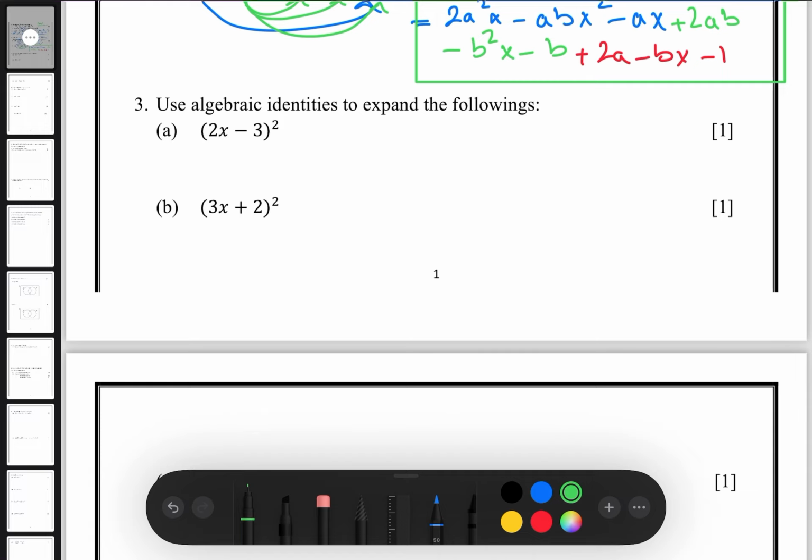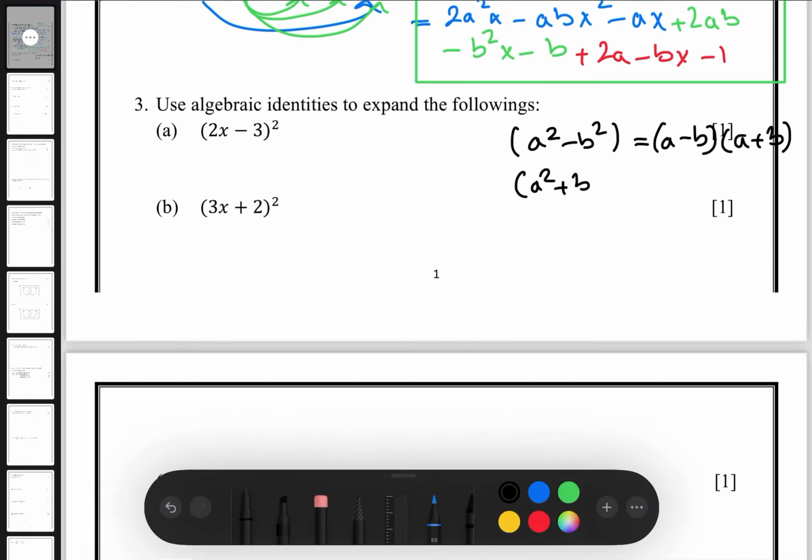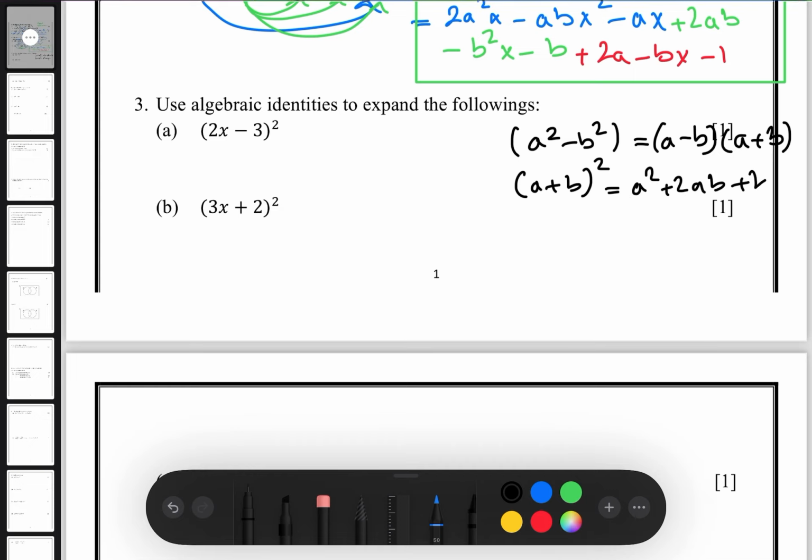Here it says use algebraic identities to expand the following. Well, what are algebraic identities? We have a couple of them. We know that we have a squared minus b squared, right? And that's going to be a minus b times a plus b. And then we have a plus b to the power of 2. That's the sum of 2 numbers to the power of 2. That's going to give us a squared plus 2ab plus b squared.